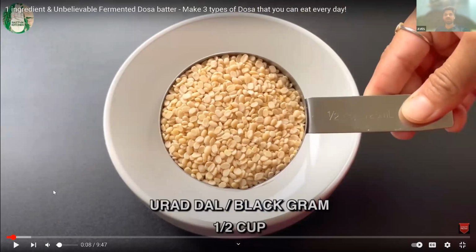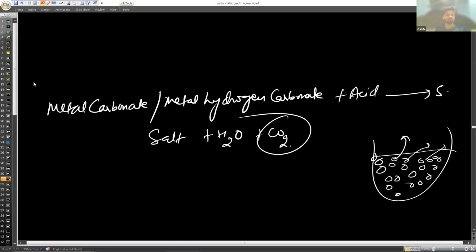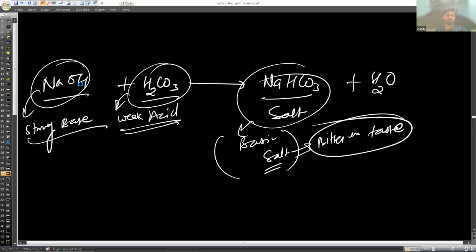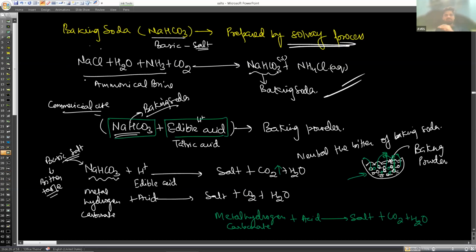So baking soda helps in neutralizing the bitter taste, and second, it helps in production of carbon dioxide. This carbon dioxide helps in making the bread fluffy. Okay, so please note it down. Note it down, please.